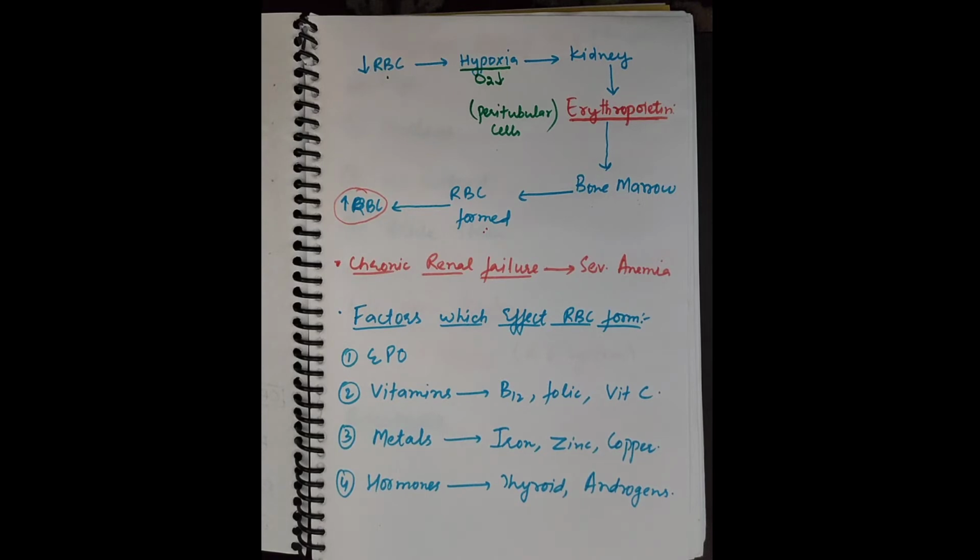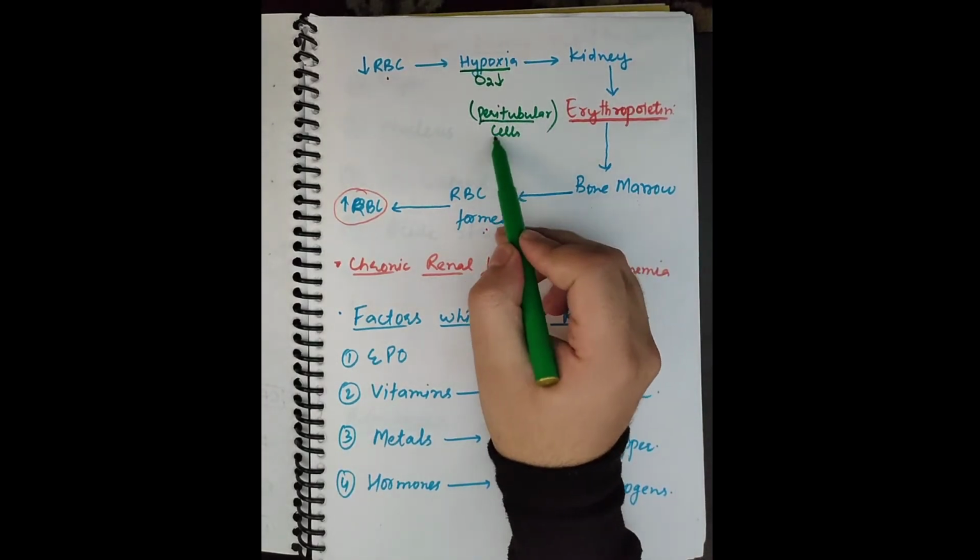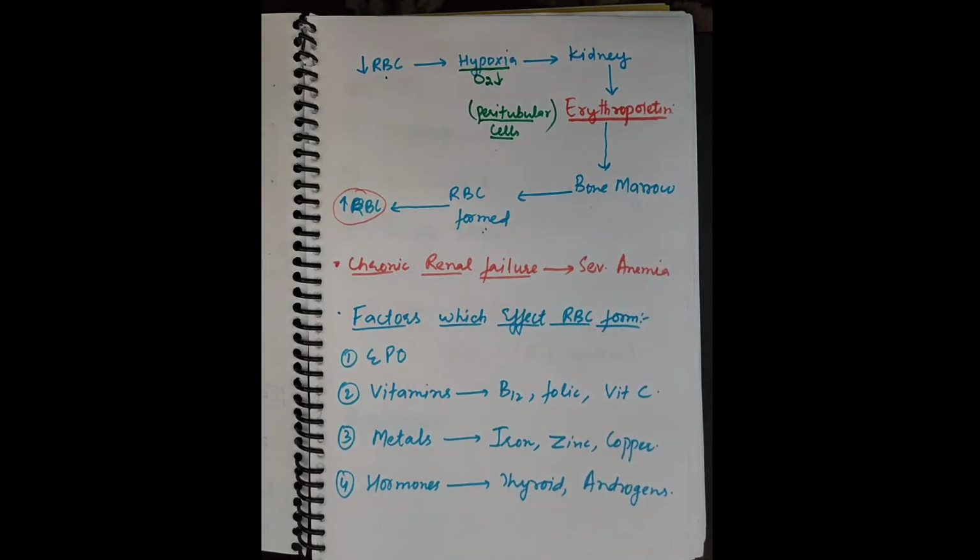So we have a molecule that is known as erythropoietin. This erythropoietin molecule is the molecule which stimulates the bone marrow for production of RBCs, and it comes from the peritubular interstitial cells of the kidney. The kidney has different types of cells, and peritubular cells are the cells which secrete this erythropoietin.